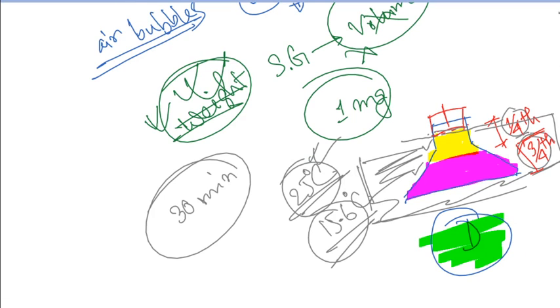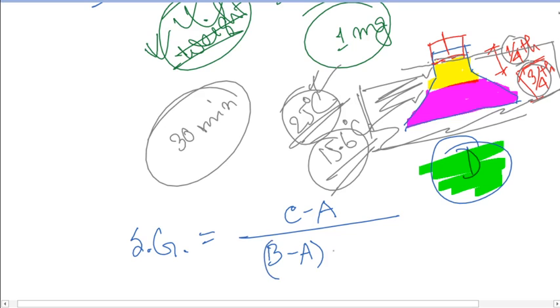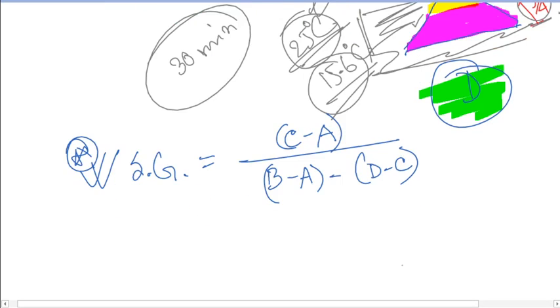So this is T. Once you get all these four weights, you will get the formula for specific gravity. If I write it down, the formula for the determination of specific gravity of this semi-solid bituminous material will be Sg equals (C minus A) divided by (B minus A) minus (D minus C), and this will be the formula for determination of specific gravity for that particular material.